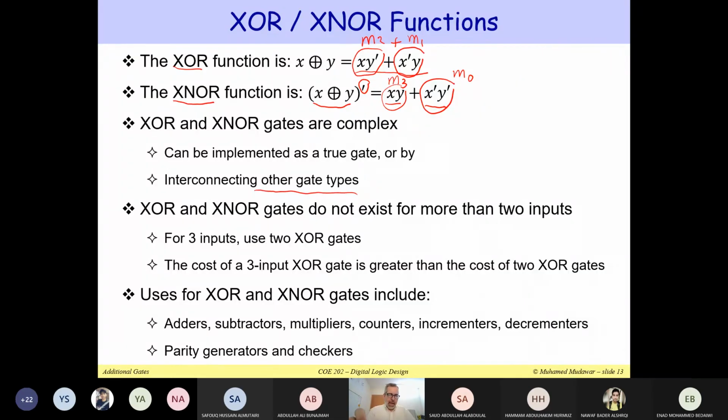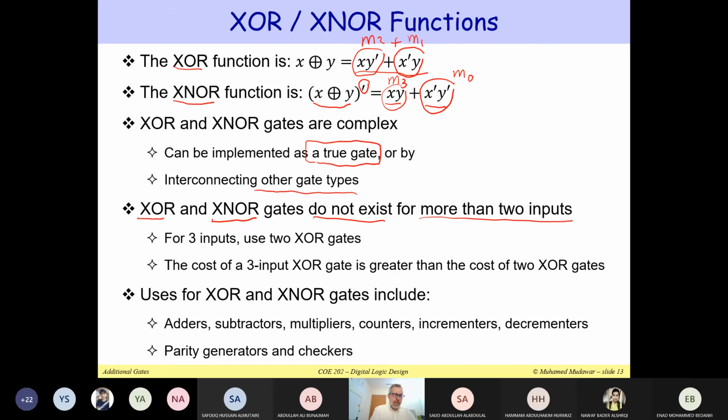For example, to implement the XOR, I can implement it using AND and OR. So I can use here 2 AND gates and an OR gate. So basically, I can implement it as a circuit. But this will not be efficient. So for this reason, people implement the XOR and the exclusive NOR as a true gate, and we're going to deal with it as a true gate. Now, because they are complex gates, the XOR and the exclusive NOR only exist for 2 inputs. They do not exist for more than 2 inputs.